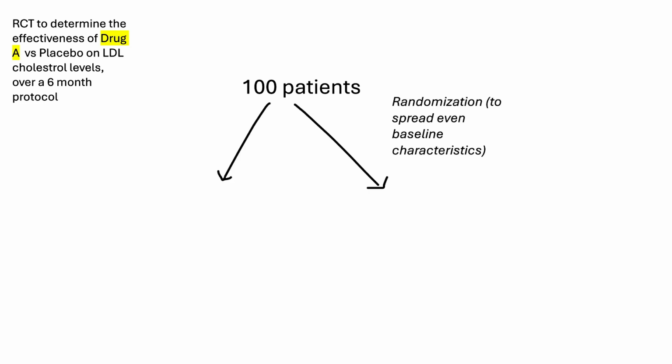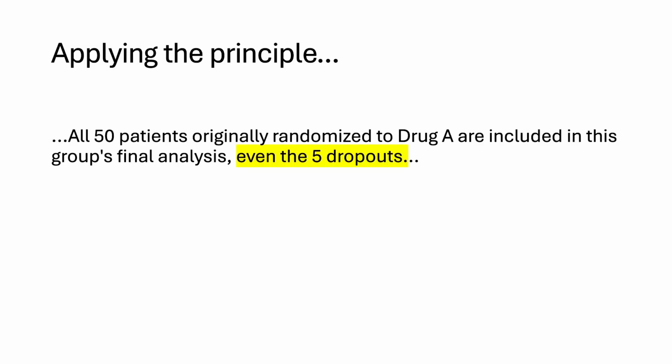Let's take an example of a randomised control trial, which compares the effectiveness of drug A versus placebo on LDL cholesterol levels over a 6-month period. We have 100 patients who get randomised, 50 of them to drug A, 50 of them to placebo. However, during the 6 months, 5 assigned to drug A dropped out or were lost to follow-up. Applying the intention to treat analysis, all 50 patients who were originally randomised to drug A are included in the final analysis, even the 5 dropouts.